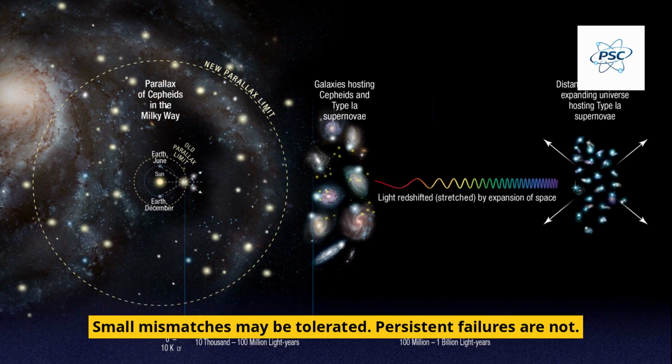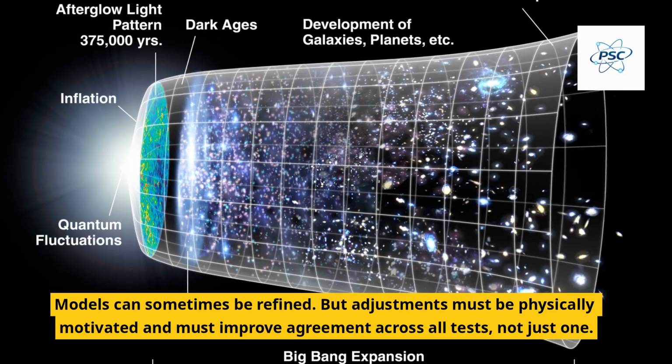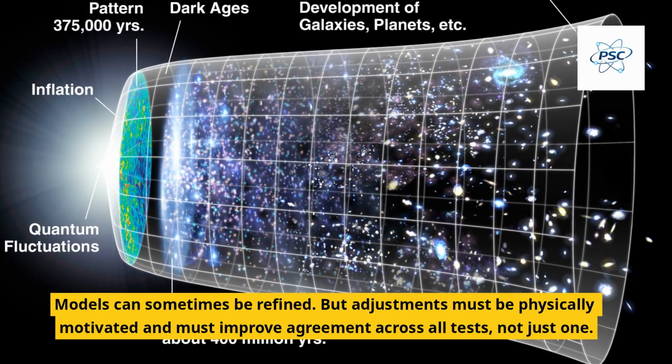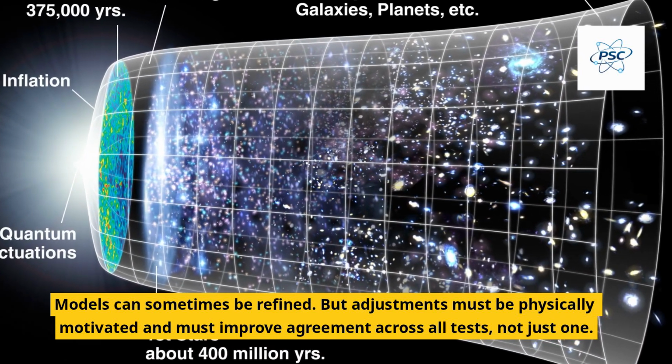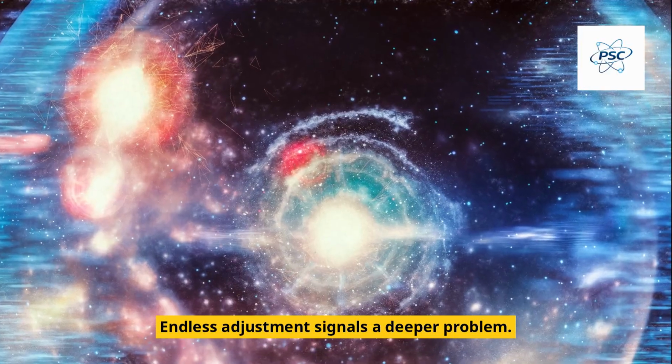Small mismatches may be tolerated. Persistent failures are not. Models can sometimes be refined, but adjustments must be physically motivated and must improve agreement across all tests, not just one. Endless adjustment signals a deeper problem.